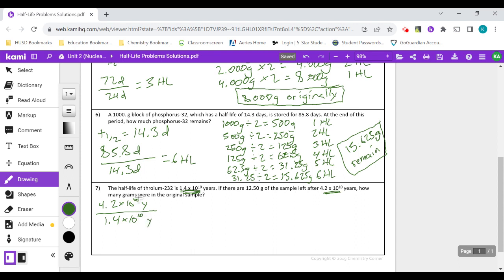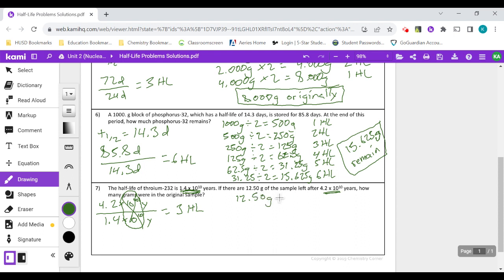So this is a huge number, and we don't want to type that into a calculator. But if we look carefully, because we have 10 to the 10 on the top and bottom, we can actually cancel that out. And so now it's just 4.2 divided by 1.4, which will be 3 half-lives. So now, what seemed like a little bit of a challenging problem is actually pretty straightforward.